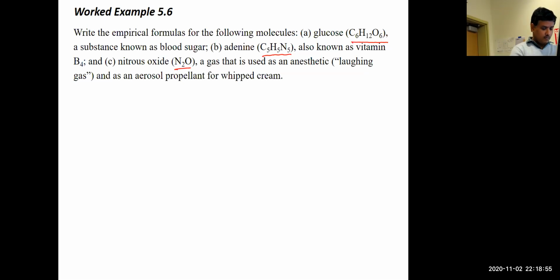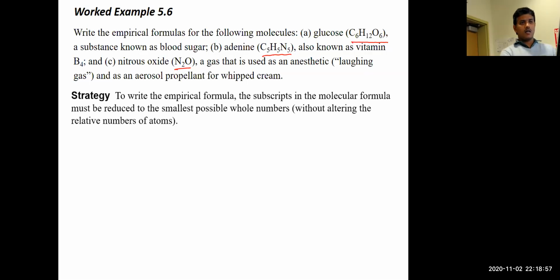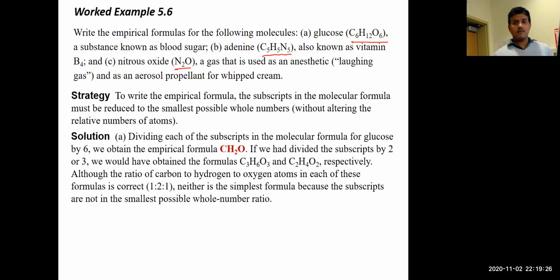For glucose, let's see if I can show you the strategy. I want you to work on it before you look at it. It's a very simple concept. For glucose, I see all even numbers, 6, 12, and 6, which means I can find some common denominator to cut down the ratio to the smallest possible. So if I divide all of them by 6, I should get the smallest ratio of carbon to hydrogen to oxygen. If I do that, I will have CH2O, which is fantastic.